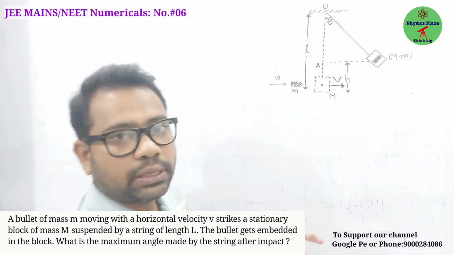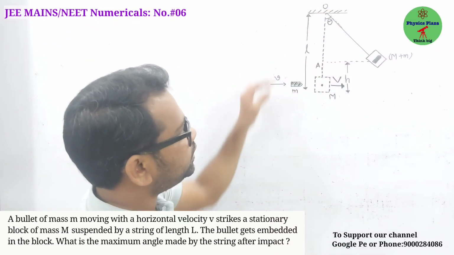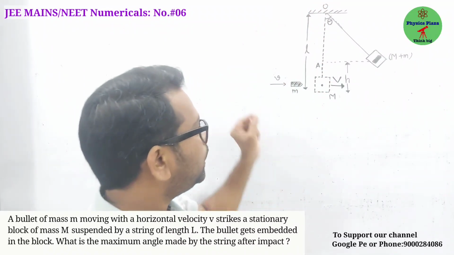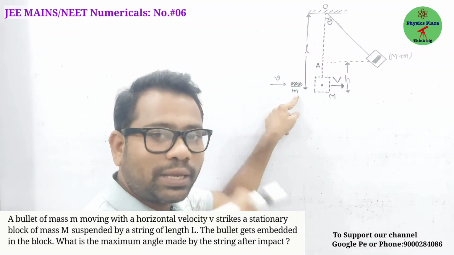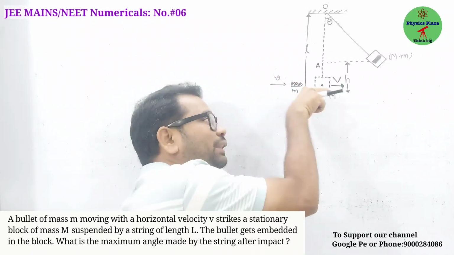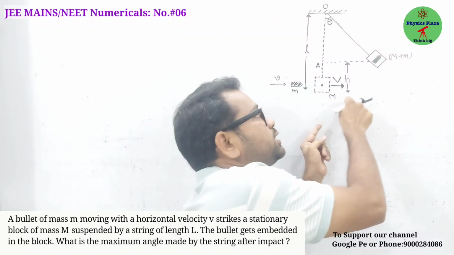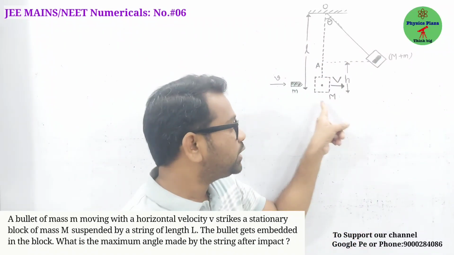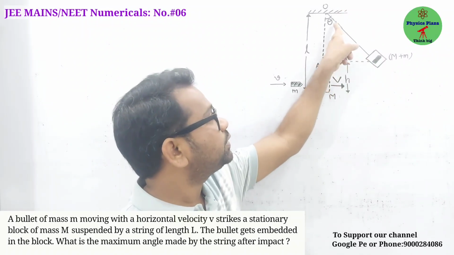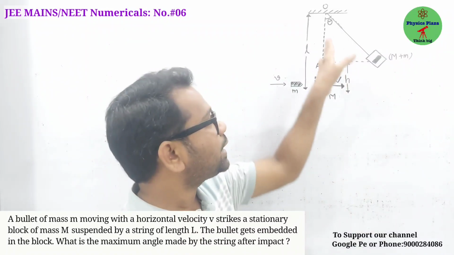It is given that a block of mass M, a wooden block, is suspended by means of a string. Children, here OA is the mean position. Now a bullet of mass m moves with velocity v and strikes, so that the bullet is embedded in the block. Then the block along with the bullet is raised to a height h, in such a way that the string makes an angle theta with the initial position. Now we are asked to calculate the angle theta.